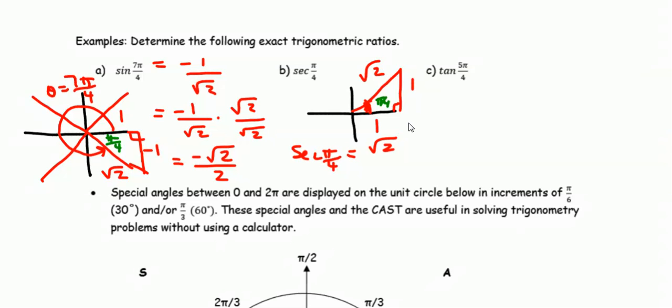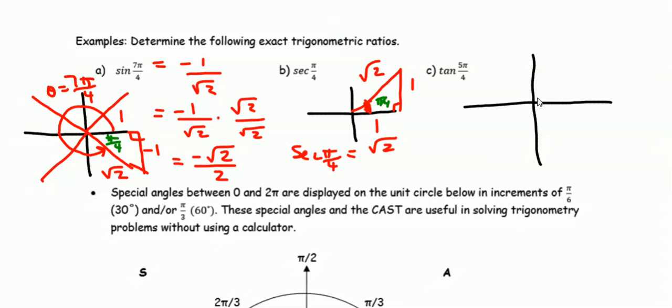Okay, I want you to pause the video and try doing the tan of 5 pi by 4 by yourself. Draw the angle 5 pi by 4 in the Cartesian plane and then find the reference angle and figure out what the ratio is. Okay, so let's do it.